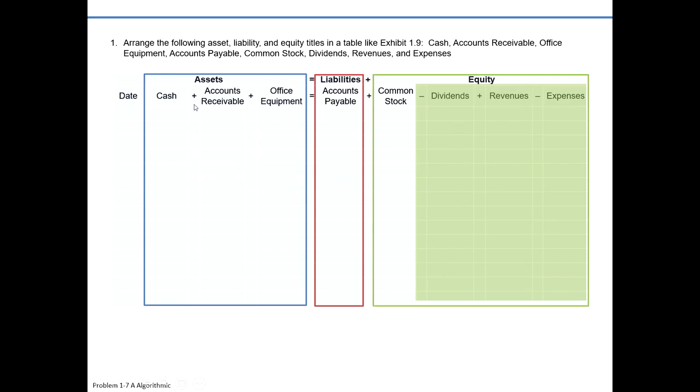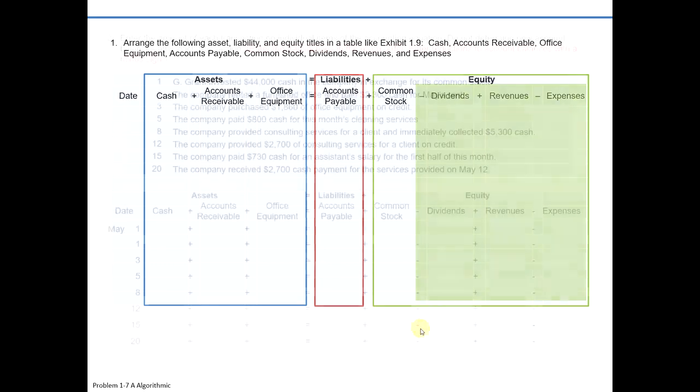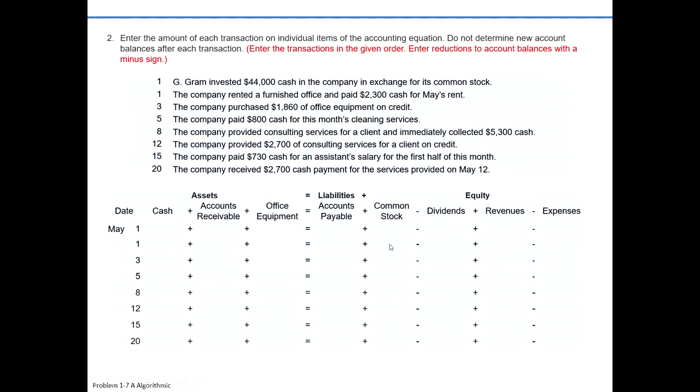Now, you may note that most of these items have pluses before them. And you have an exception with dividends and expenses because dividends and expenses take away equity from the business. For example, if Graham Company increases its dividends by providing cash to its owner, Gabby Graham, that's taking away retained earnings or equity from the business. So that's why you see a negative before that. Now that's enough for setup of the problem. Let's go ahead and jump in and start recording those transactions.